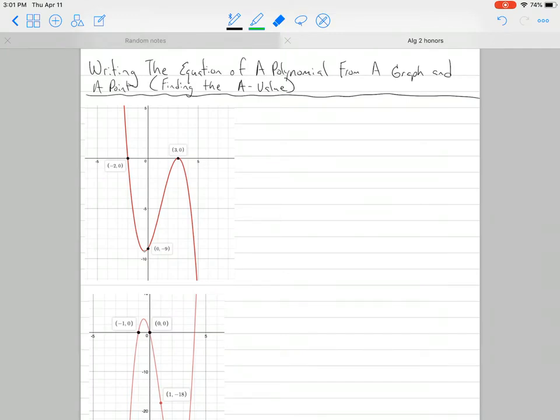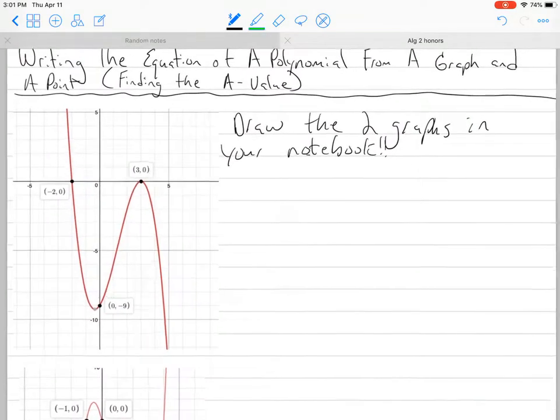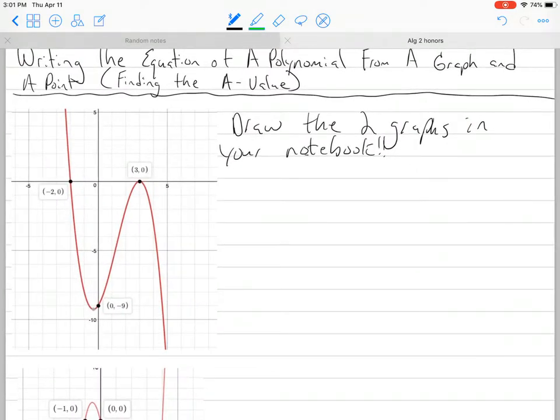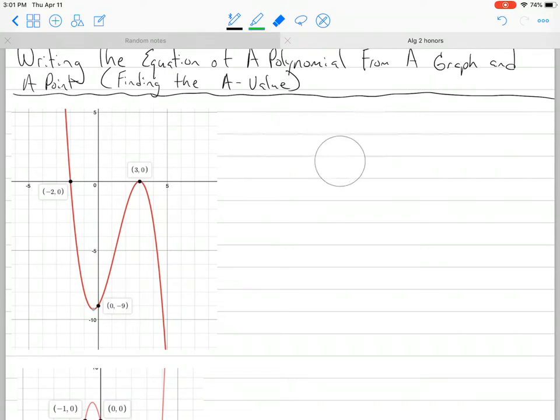I'd also like you to make sure that you draw the two graphs in your notebook. Okay? Draw them both. I guess I should make this bigger. Draw them both. If you don't draw them, I'm not giving you credit. All right? So make sure that you have these two graphs drawn in your notebook. All right, so this first one we'll do together.